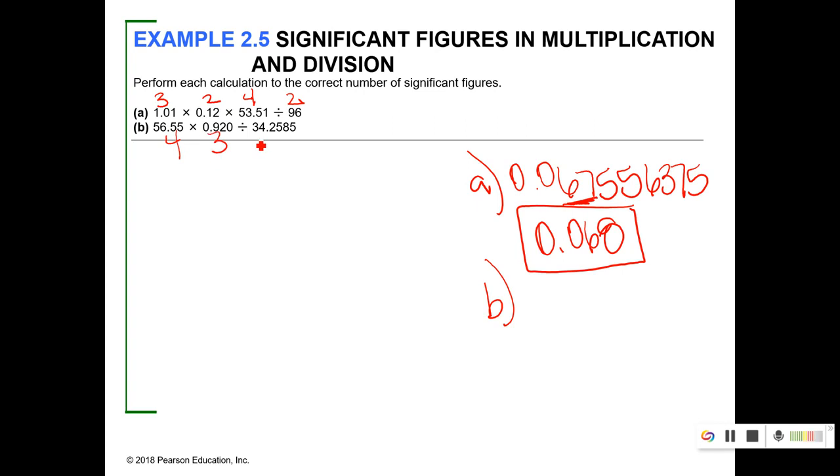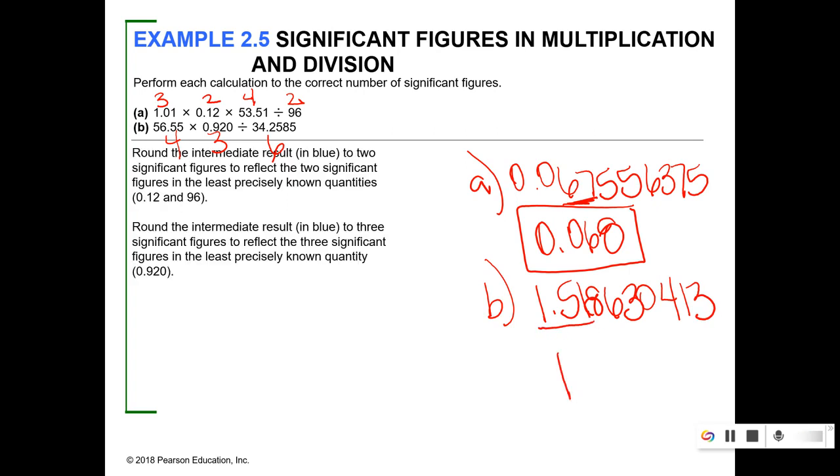For B, I've got 4, 3, 6, so I'm keeping 3. I get 1.51863041. I'm keeping 3, so I've got 1.52 as my answer because that 8 rounds the 1 up. So just make sure you're looking at only the number after the one you're keeping.